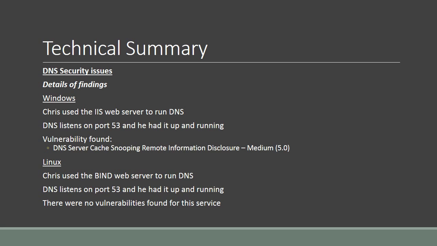Alright, DNS security issues. For Windows, Chris used the IIS web server to run DNS. DNS listens on port 53, and he had it up and running. The vulnerability found was DNS server cache snooping remote information disclosure. And for Linux, Chris used the BIND server to run DNS. DNS listens on port 53 and had it up and running, and there were no vulnerabilities found for this service.